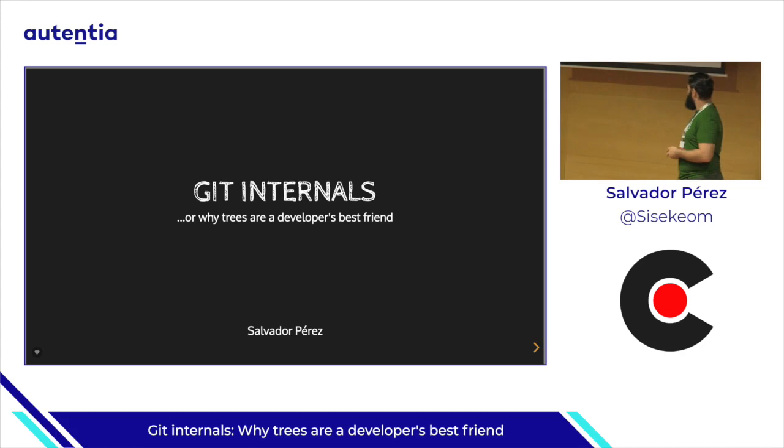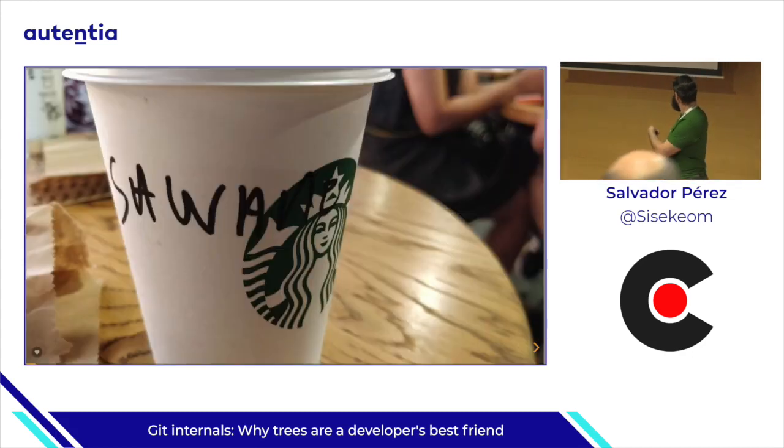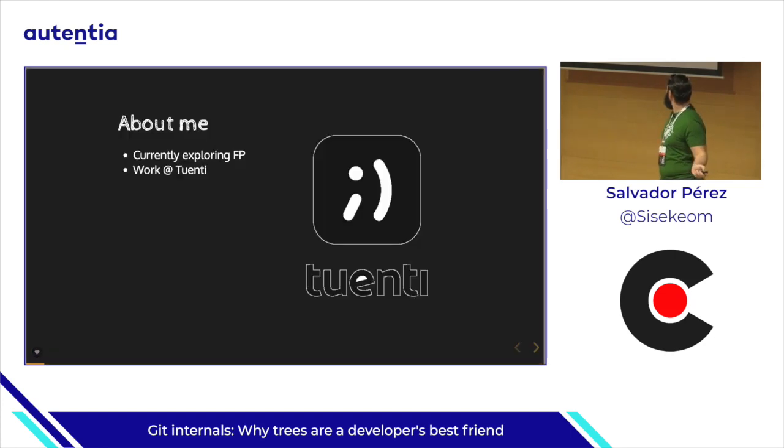My name is Salvador Pérez. Spelled S-A-W-A-N-E by Starbucks employees all over the world, which is not exactly right. I'm currently working at 20 as a backend engineer, and meanwhile I'm just studying some functional programming to try to sneak some of the features there. Let's see how that goes.